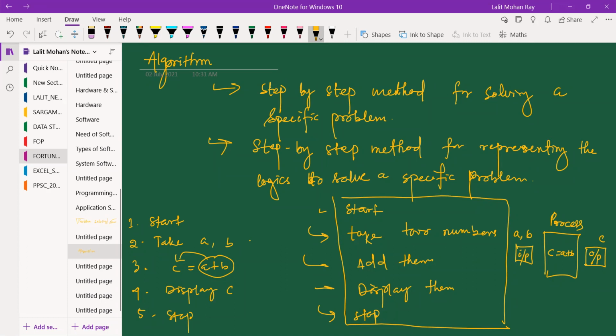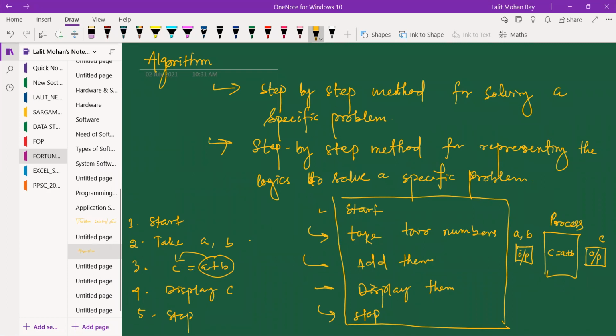Can I write C equal to A plus B in second step and take A, B in third step? No, sir. Why? Before processing, we must have the input. And after processing, taking input, is there any meaning? And can I process without any input? No. That's why it is a step-by-step method for solving a specific problem.